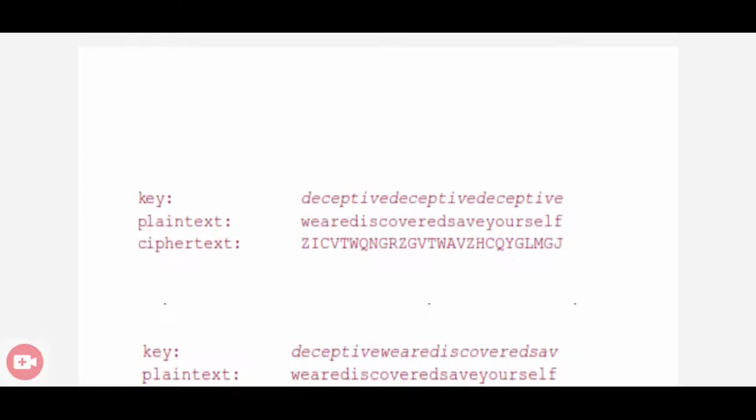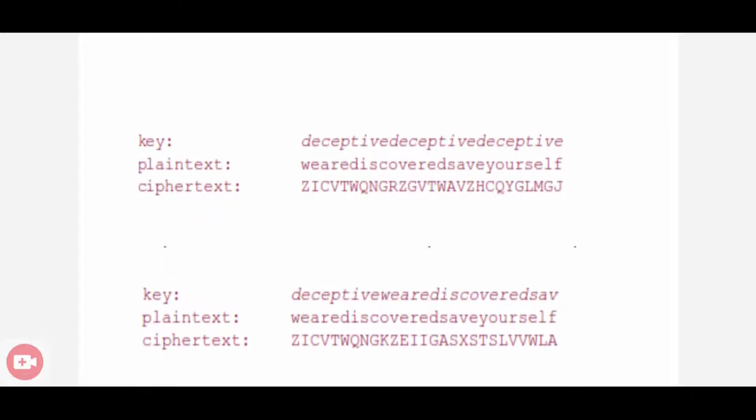Consider the example here. We have the plain text, we are discovered, save yourself. This is the plain text we have to encrypt. And the key used is the word deceptive. Clear? So in a polyalphabetic cipher, we are using a key as long as the message or the plain text. So we have the plain text, we are discovered, save yourself. So the key is deceptive.